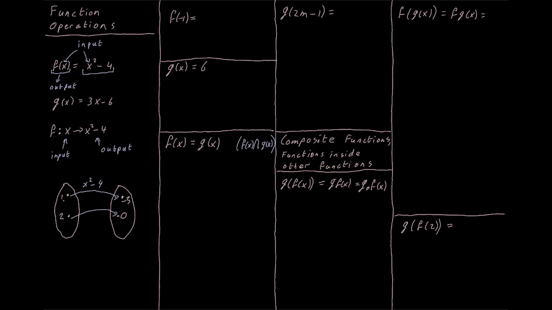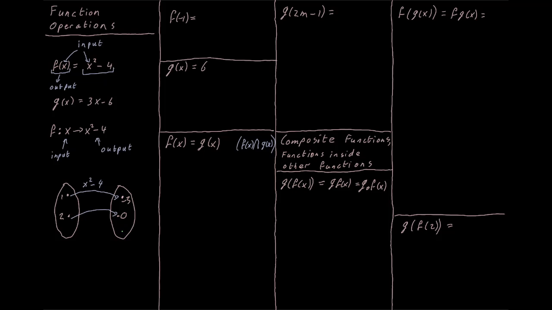So if we input 1, we square 1 and subtract 4 from it, and we end up with the output of the function being minus 3. So you input 1, you output minus 3. If you input 2, you square 2 and subtract 4 from it, and you end up with 0. So the input to the function f is 2, and the output from the machine, or the function f, is 0 when x is 2.